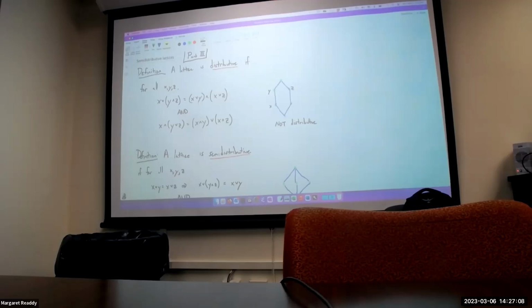A classic example of something that's not distributive would be the weak order of type A2. So here, if I take these two elements as my X and Y, and then this one over here is the Z, you just see that it doesn't work.